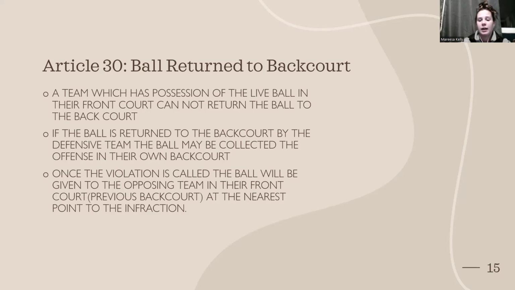Fun little caveat with that is, if you have an over and back, the ball violation, you go to the front court or the previous backcourt of the other team. Very commonly, especially in lower level basketball, you will have a return to the backcourt and then immediately again another return to the backcourt.